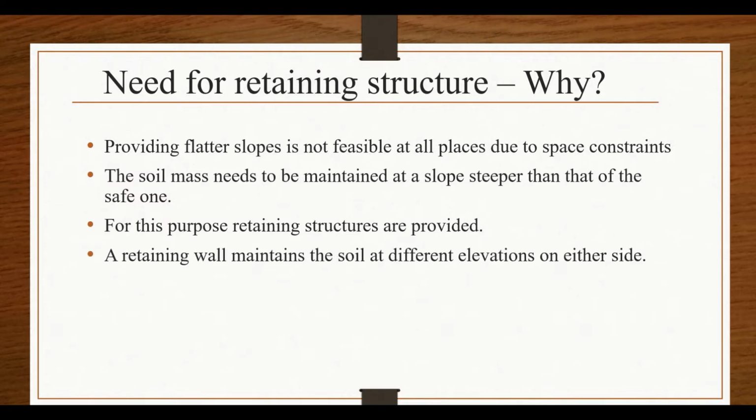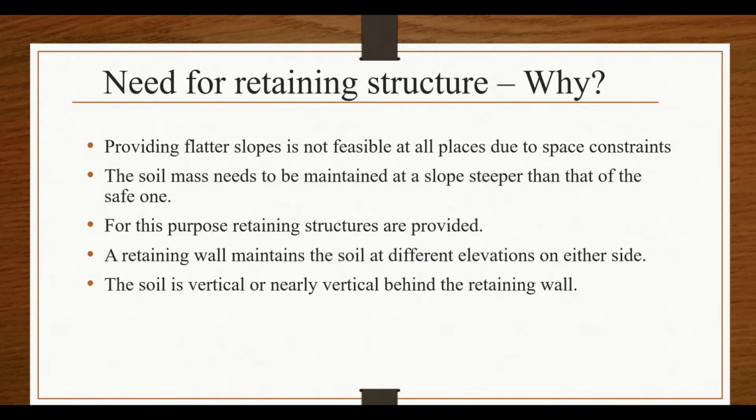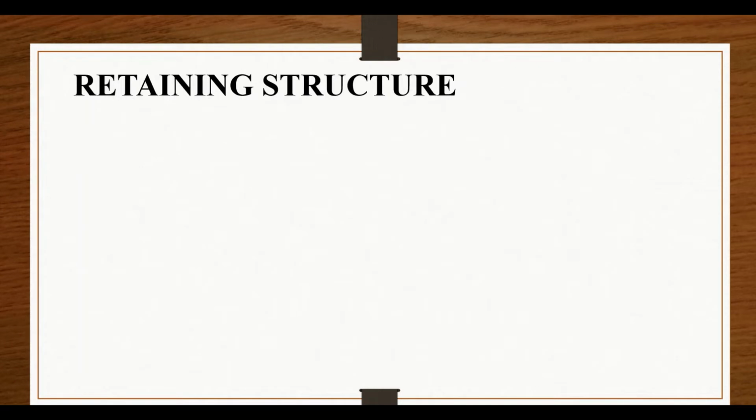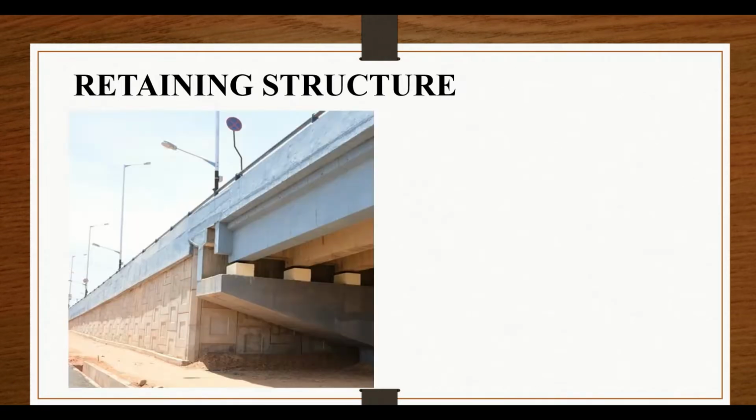A retaining wall maintains soils at different elevation on its either side, and soil is almost vertical behind a retaining wall. Without a retaining wall, the soil at higher elevation would have a tendency to slide, and that creates earth pressure. Let us have some examples for retaining structure.